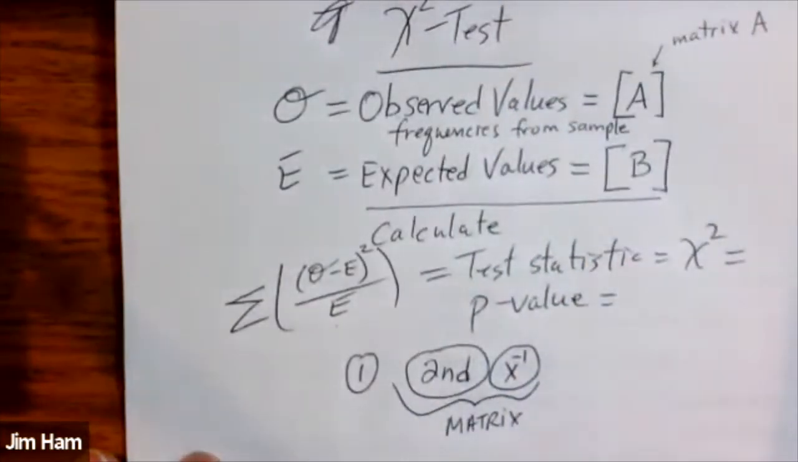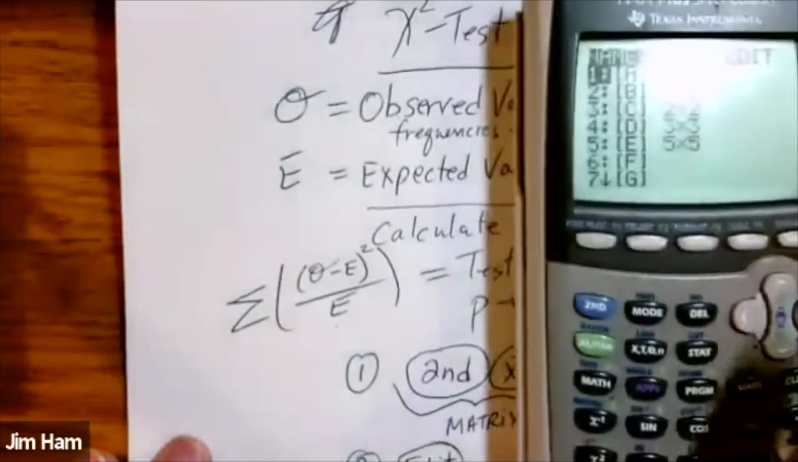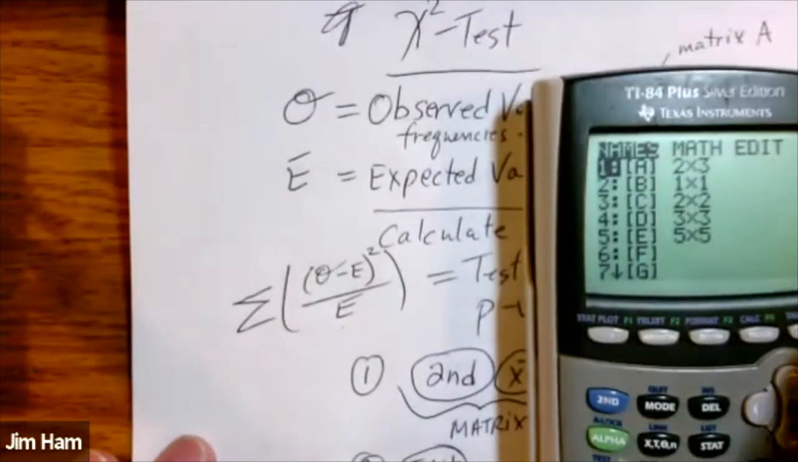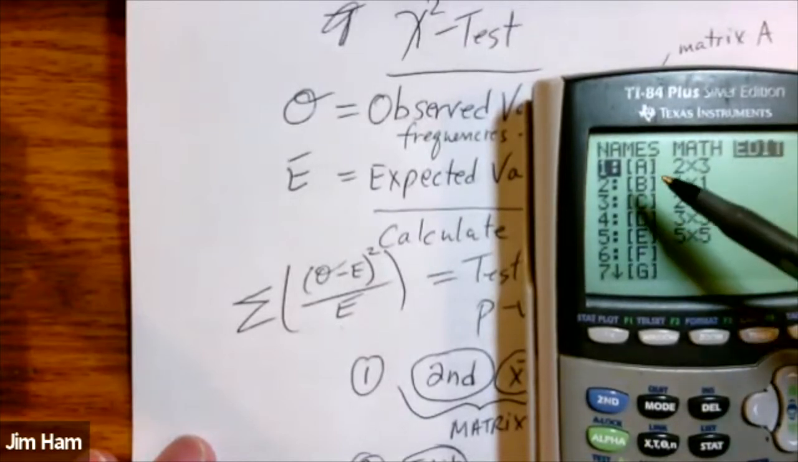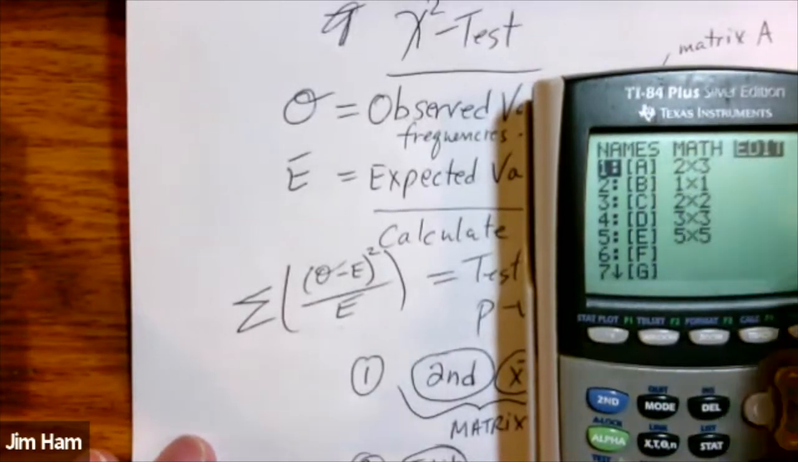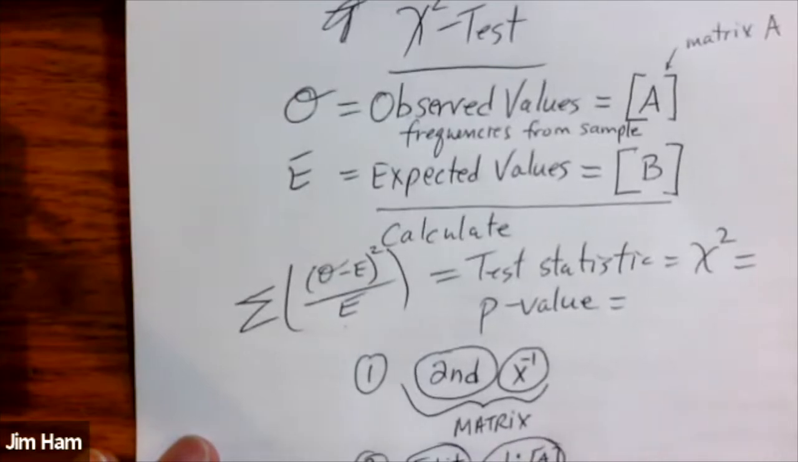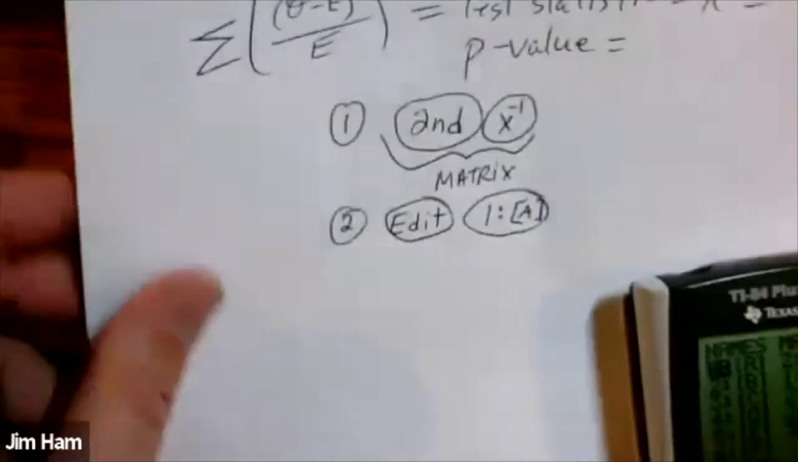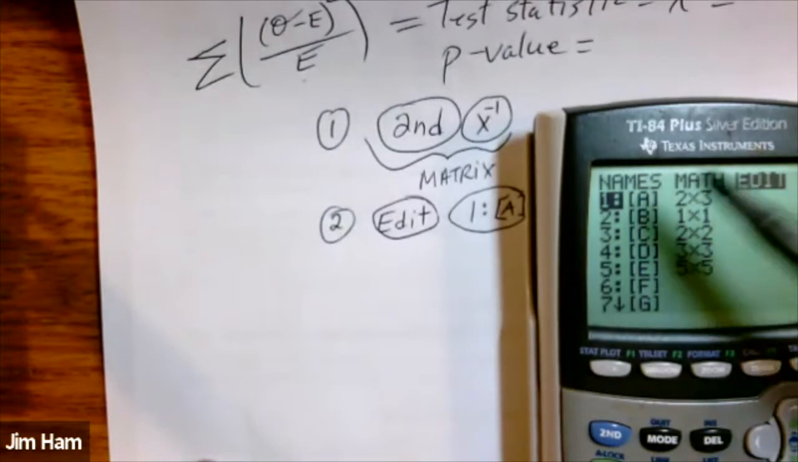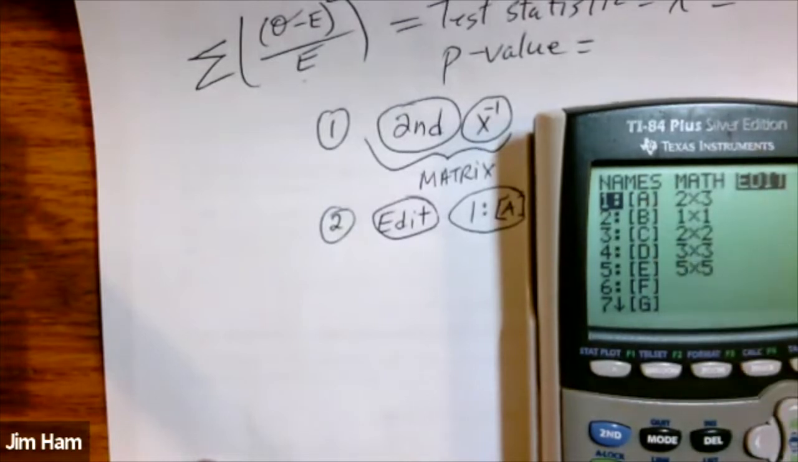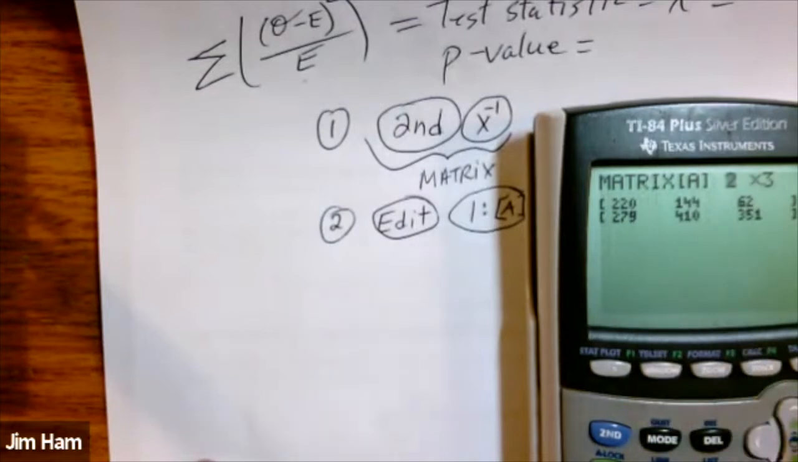So, the second thing is you want to go over to Edit. There's a menu right here, Edit. So we're going to scroll over there. And then you can select matrix A. And this is saying that you want to edit matrix A. So with this highlighted and then selecting matrix A, just hit enter, and it takes you into this screen here.